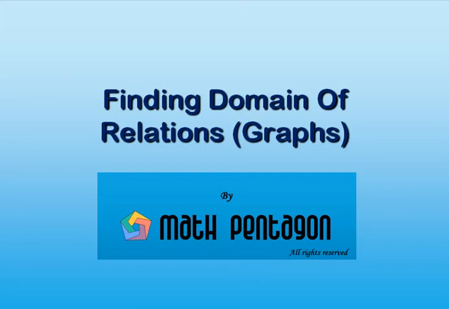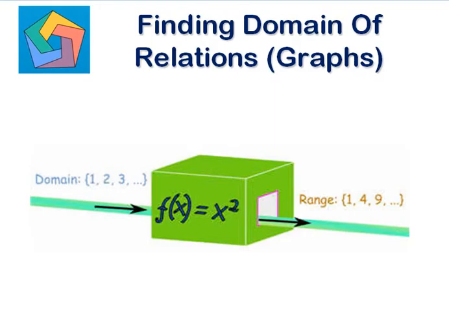Hi, today we are going to learn about finding domain of relations using graphs. Let's first of all understand what is domain. We can see an image here. The function is f(x) = x squared and it says domain is 1, 2, 3, and so on. What is this 1, 2, 3?